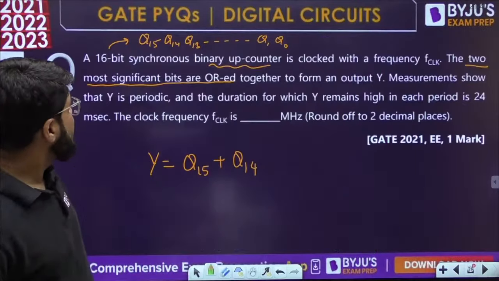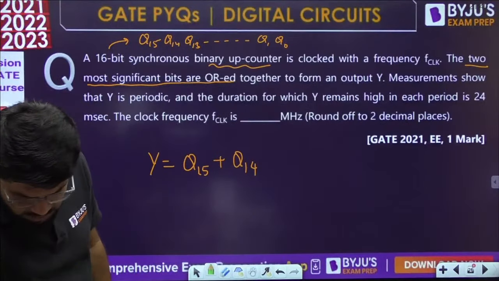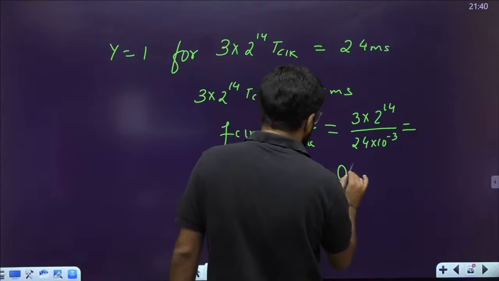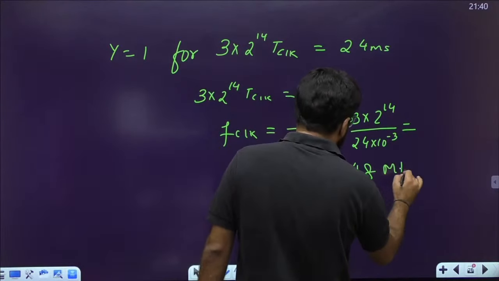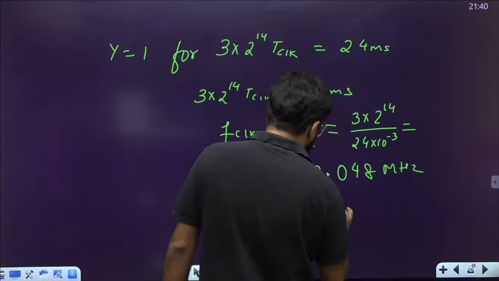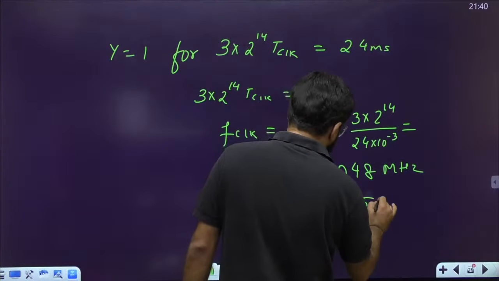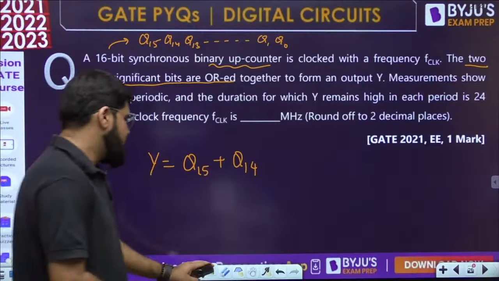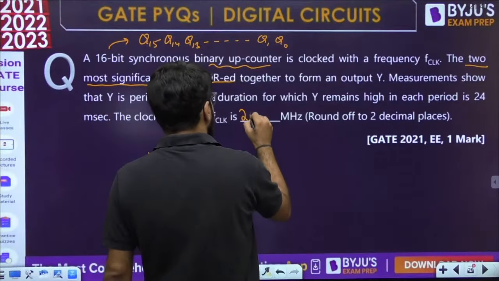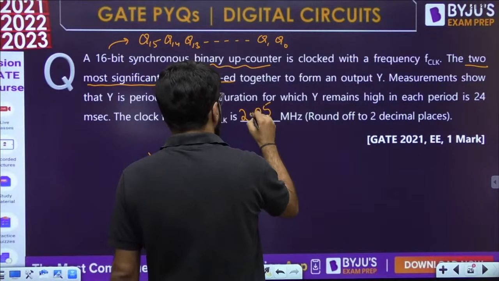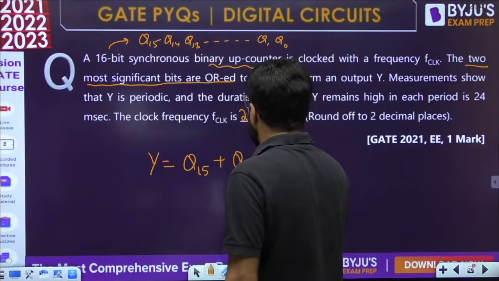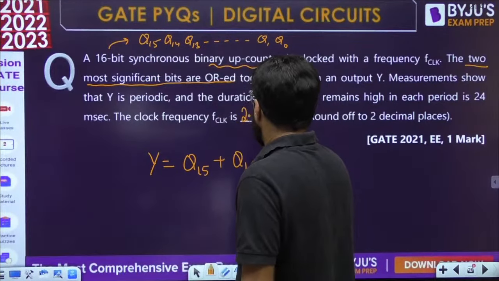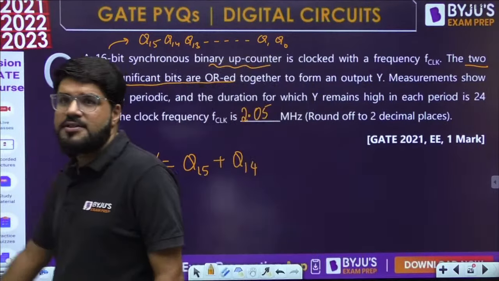In megahertz it was needed? Yes, in megahertz. So it should be 2.048 megahertz, approximated as 2.05, because they are mentioning round off to two decimal places. So rounding off to two decimal places, 2.05 megahertz is the correct answer.